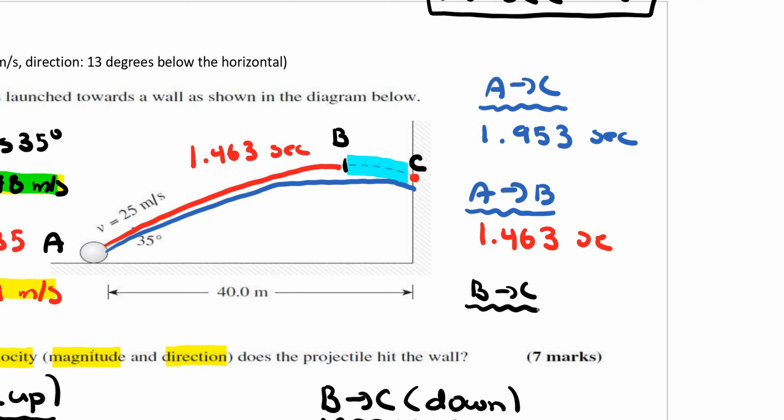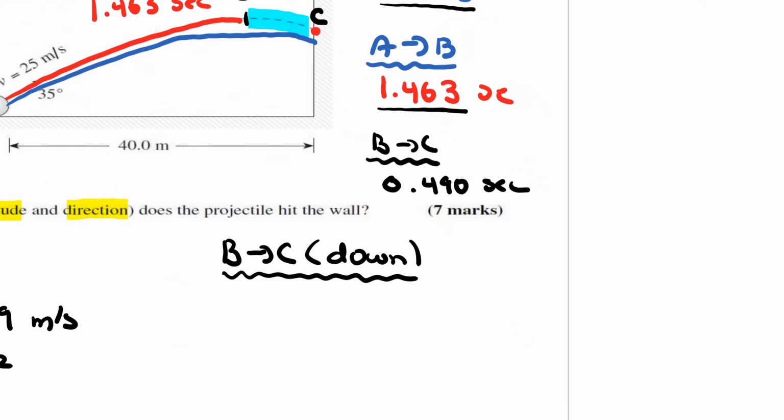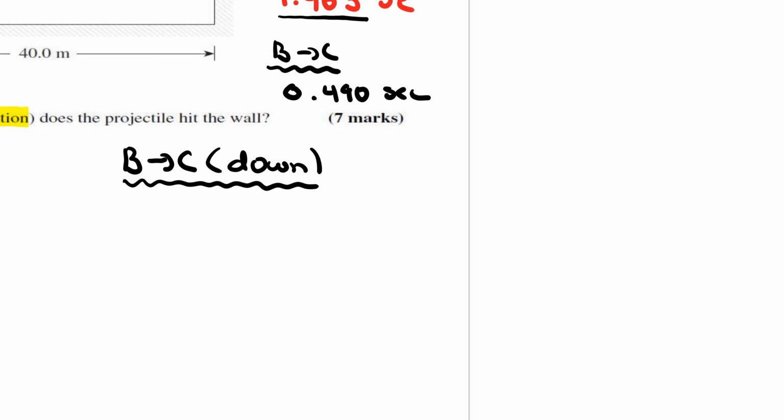From B to C. So it's going to be 1.953 seconds, subtract 1.463 seconds, and if we do that, we get 0.490 seconds. Okay, so the time it takes to go from B to C is 0.490 seconds. Okay, so now let's collect some information from B to C.